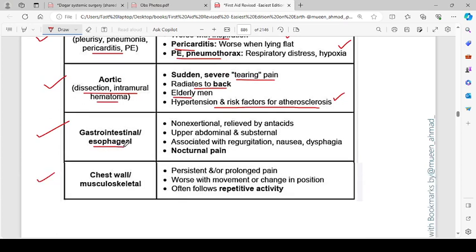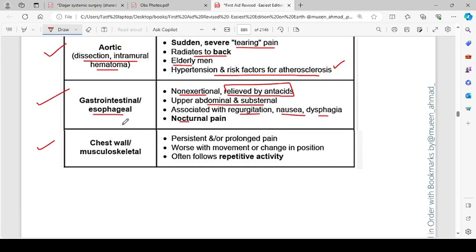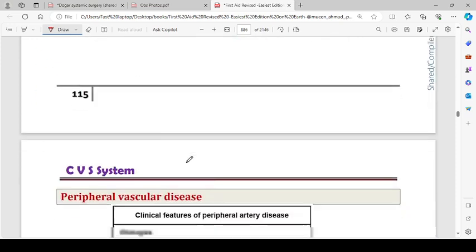For the gastrointestinal and esophageal pathologies, the presentation is that it will be non-exertional and relieved by antacids. It's a big clue. Upper abdominal and substernal pain. It will be associated with regurgitation, nausea, and dysphagia, and there will be nocturnal pain. Chest wall and musculoskeletal, so there will be persistent or prolonged pain, worse with movement or change in position, and often follows repetitive activity.